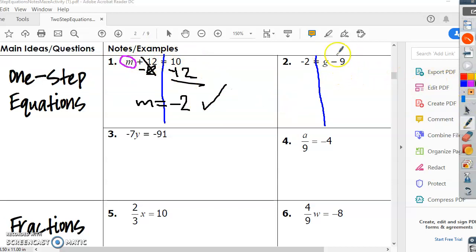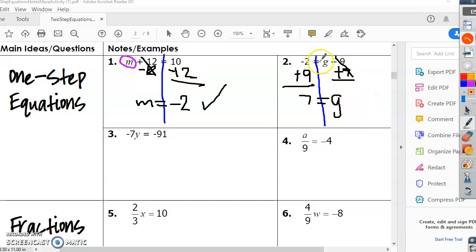Next one, we're going to go ahead and leave g by itself. It doesn't matter that g is not on the left side. It could be on the right side or it could be on the left side. It does not matter. You're still going to be isolating that variable. So I'm going to start on the right side. I have minus 9, so I'm going to do plus 9. This cancels out, and whatever I do to one side, I do to the other. So plus 9 over here. And different signs you subtract, and my answer here is 7. So 7 is equal to g, or g is equal to 7.